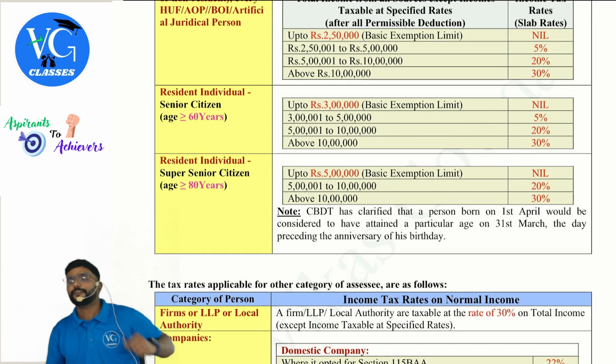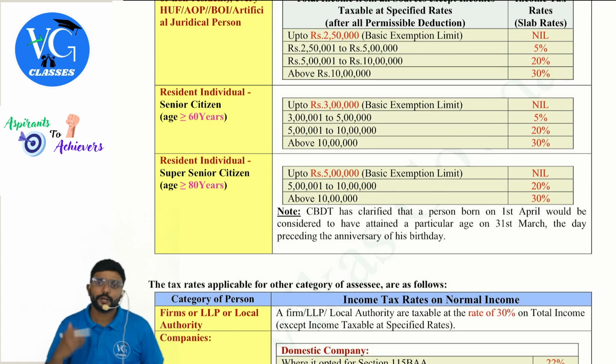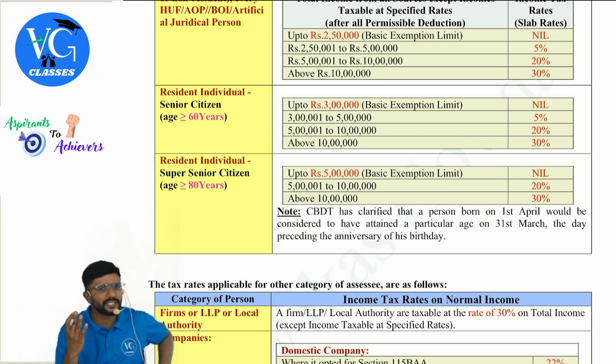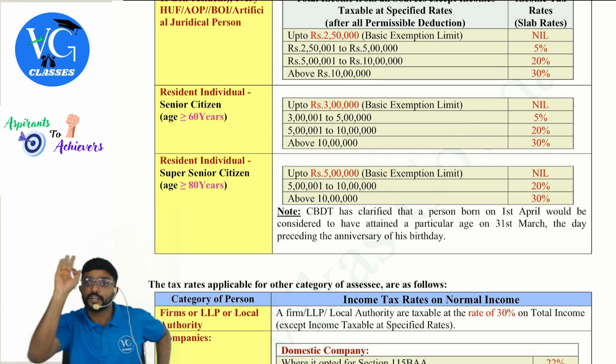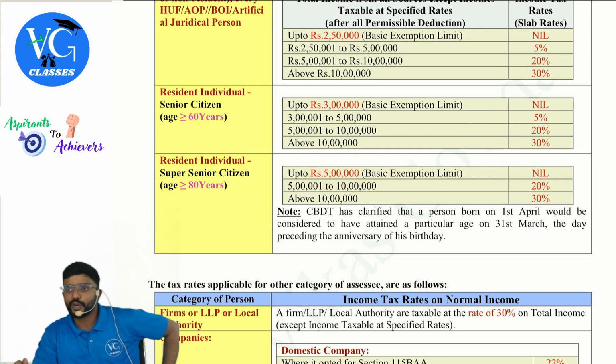If I am a resident individual aged 80 or more, I am called a super senior citizen. Sir, if you have touched 80, you are Superman, sir. Especially for today's generation, if you have crossed 80, great, Superman. So they are giving the basic exemption limit as 5 lakh. The first slab is not at all there, guys. So straight away for them from the second slab.